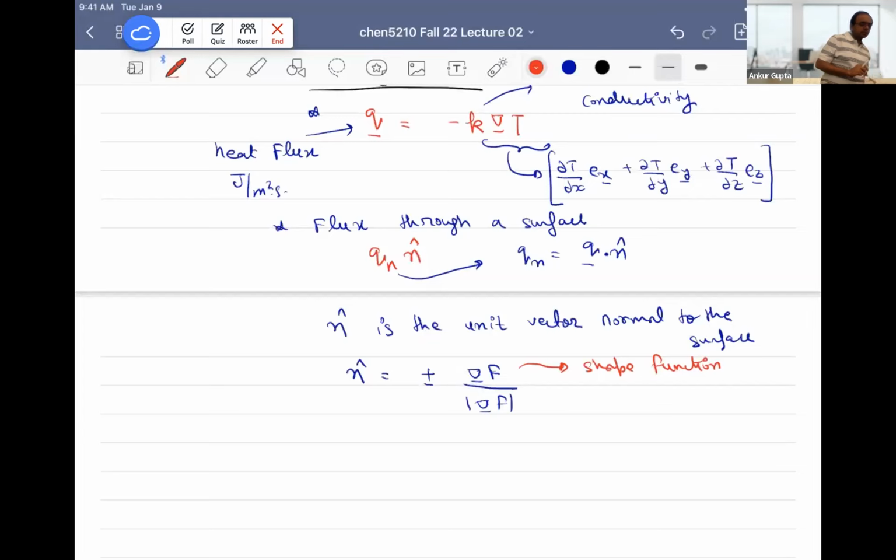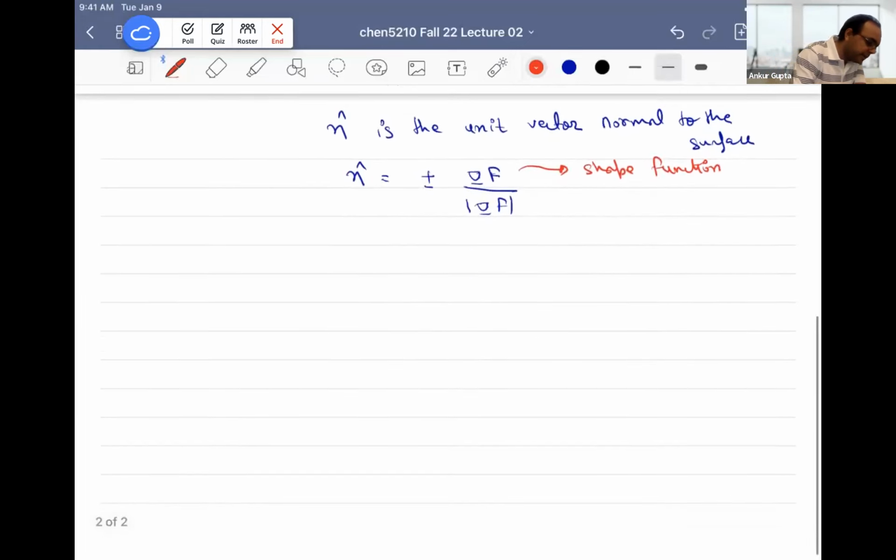All right. So these are the two things we discussed. We also did a couple of examples here, and we tried to find these values of flux through a surface.